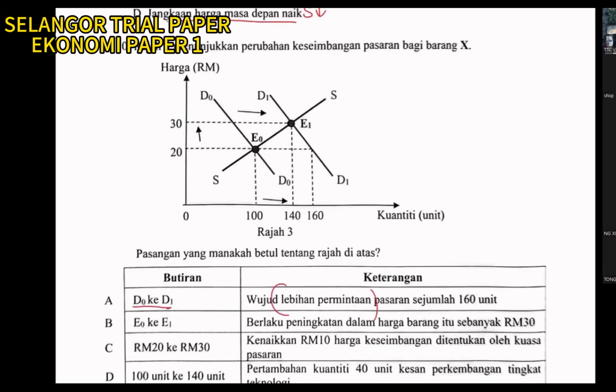And the next one, they tell you demand go to the left. D0 ke D1 lebihan permintaan. Is it? First, D0 ke D1 is like 2 lines already, right? They said lebihan permintaan by 160 unit. Demand 140. That's so wrong. Lebihan permintaan already wrong, okay? Because you are not at one harga. If they say pada harga 20 lebihan permintaan, then yes.